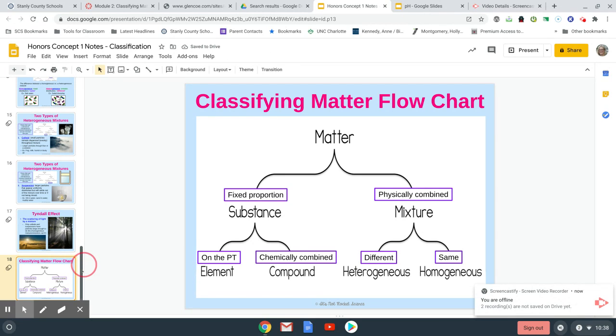Hold on. I thought I had more. I guess, hold on. Did I already cut this? Maybe I did. I thought I had more slides than that. All right, so we're going to stop right there. Let me stop.